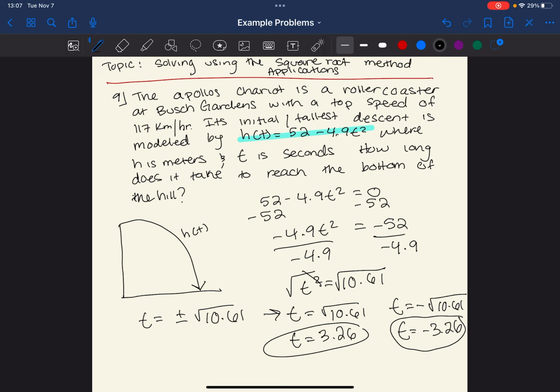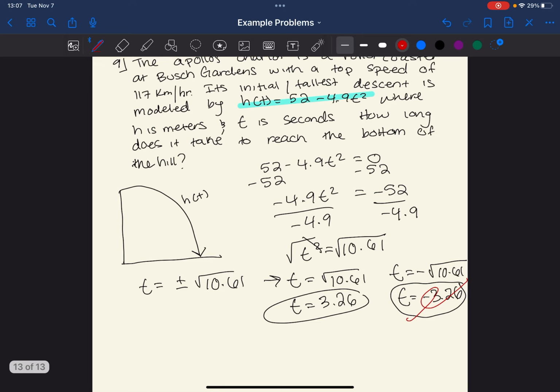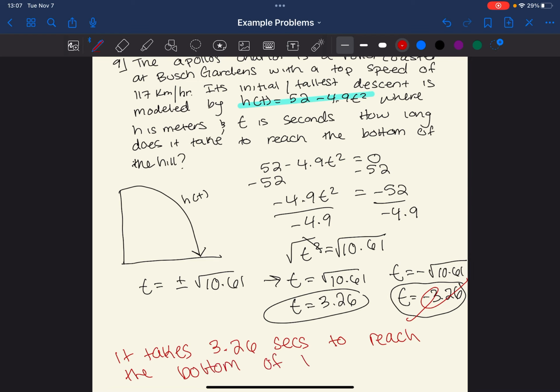So since we have a positive and a negative answer, we know right away that this t equals negative 3.26 is not going to be an answer because we cannot have negative time. So that tells us the answer to this problem of how long does it take to reach the bottom of the hill is it takes 3.26 seconds to reach the bottom of the hill. And that's our answer.